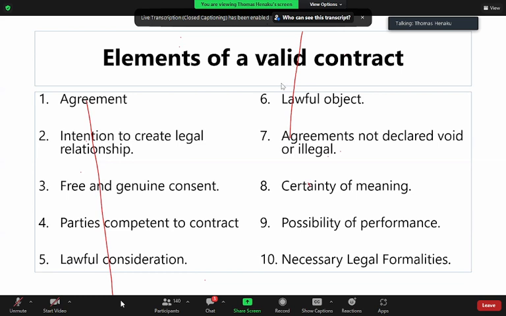All right. So first of all, if you look at these essential elements, when we talk about agreement, I'm not going to go into agreement again because I have explained agreement.